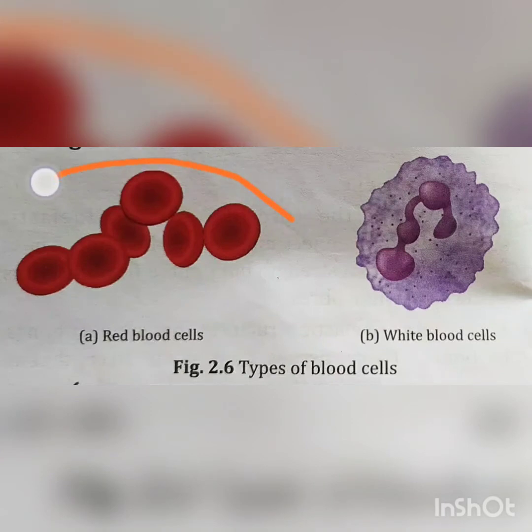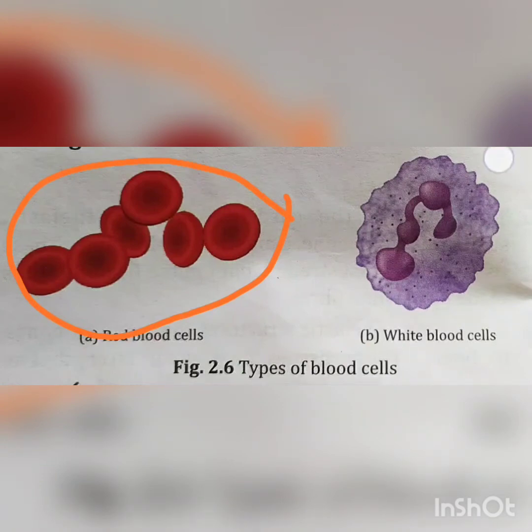Red blood cells are disc-shaped cells present abundantly in the blood. They do not have a nucleus. They carry oxygen to different parts of the body and bring back carbon dioxide from different parts of the body to the lungs. They are produced in the bone marrow.